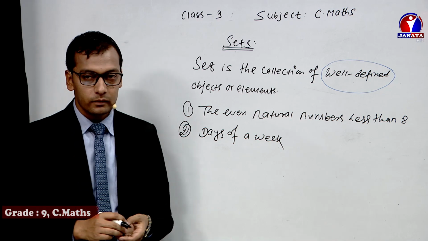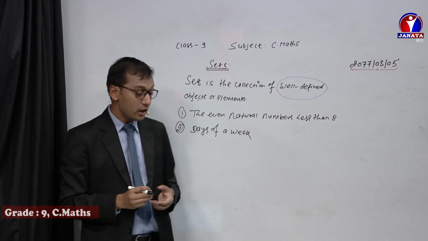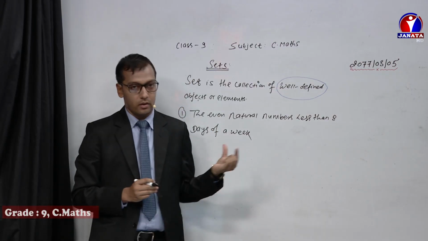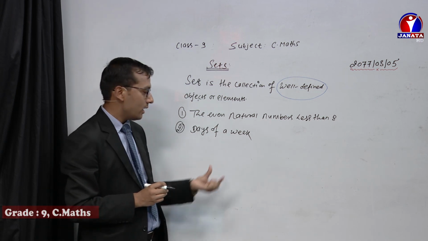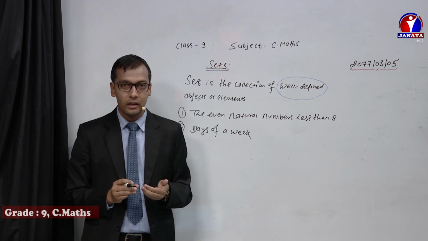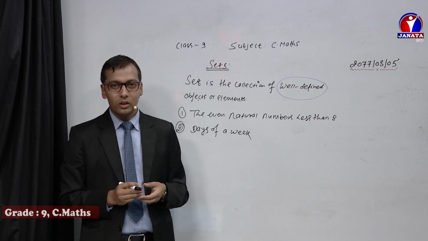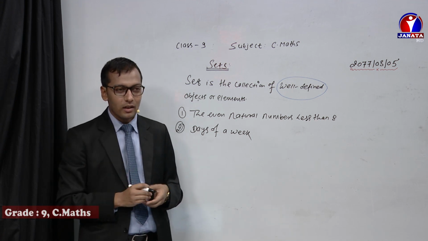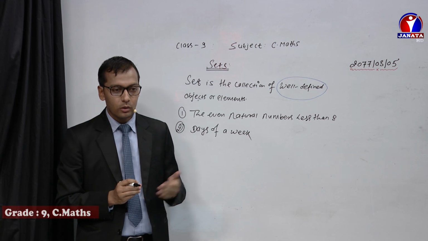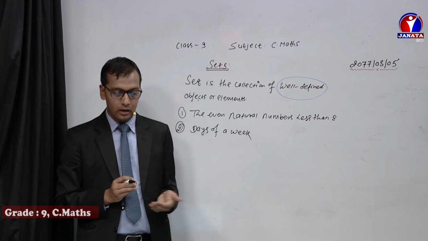How many days are in a week? There is no chance of getting different answers in this example. This is clearly defined. There are 7 days in a week: Sunday, Monday, and so on. So this can form a set.